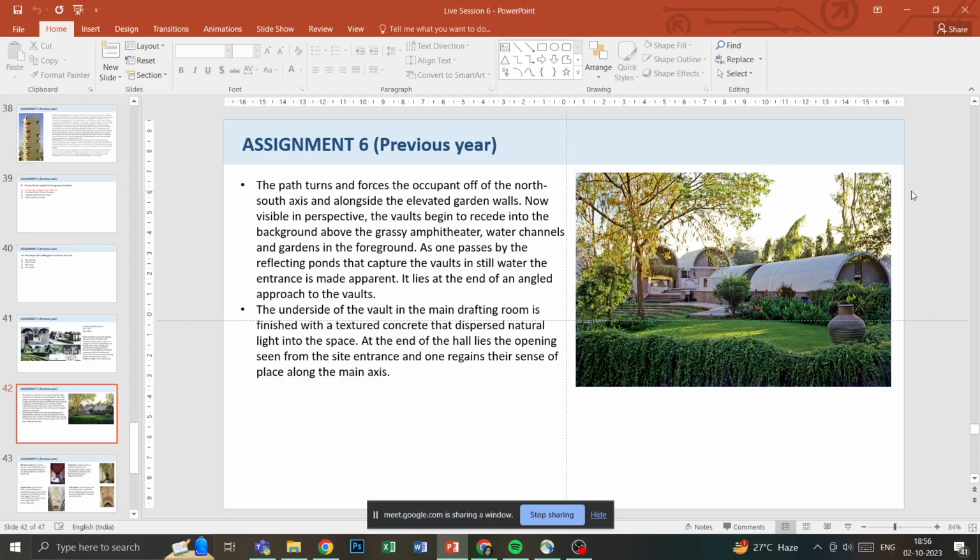The underside of the vault in the main drafting room is finished with a textured concrete that dispersed natural light into the space. At the end of the hall lies the opening seen from the side entrance, and one regains their sense of place along the main axis.